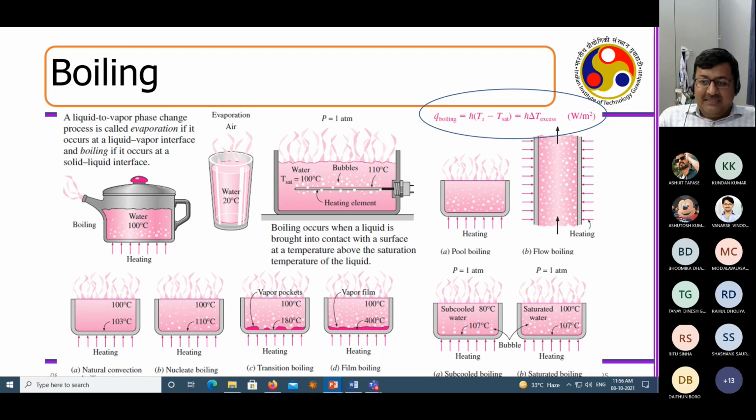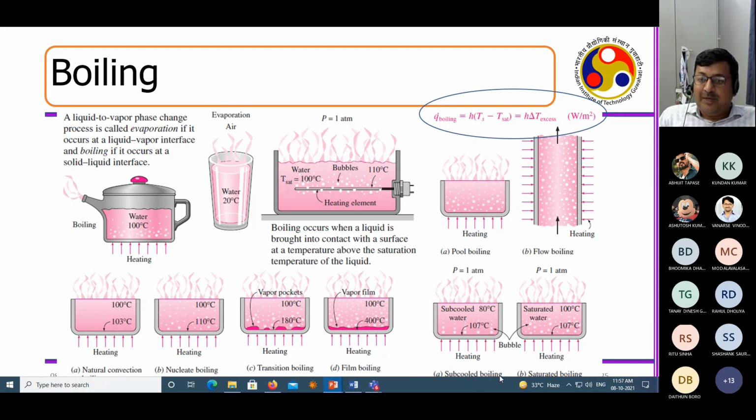And then beyond a certain point of time, what will happen? The entire thing will start boiling, which is pool boiling. So these are the different phenomena that happen when I heat water in a bowl, right? Now here you have to remember there are two types of boiling possible.